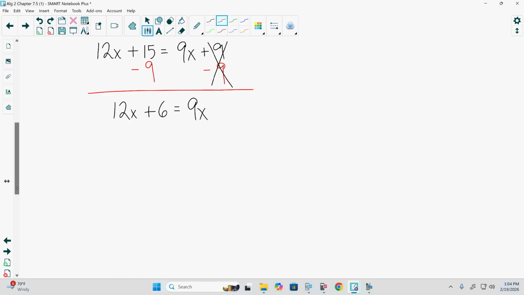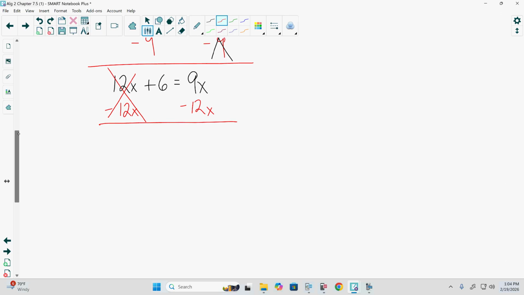So, to get the x's on the same side, we need to subtract 12x from both sides. Our 12x minus 12x would give us 0, leaving 6 on the left-hand side. And 9 minus 12x, 9 minus 12 would be negative 3x.